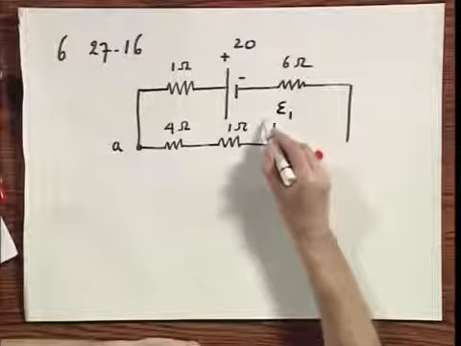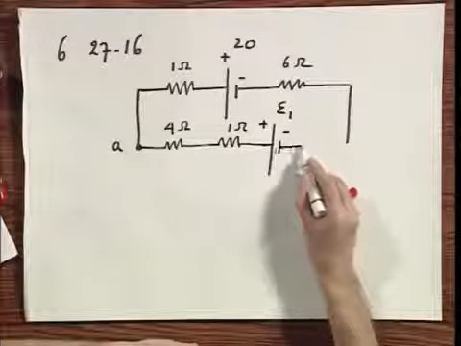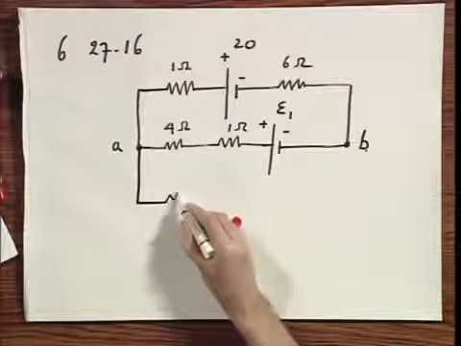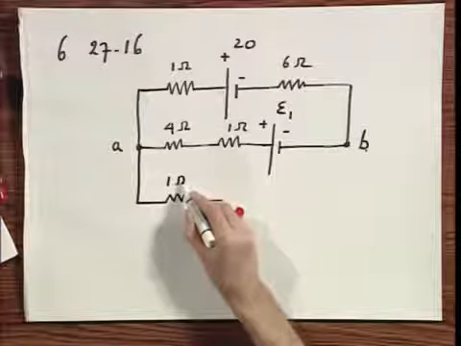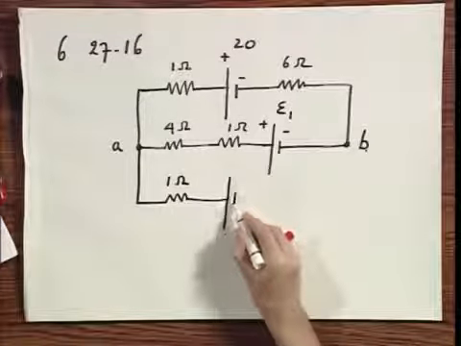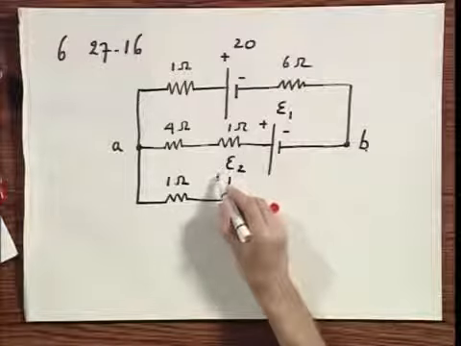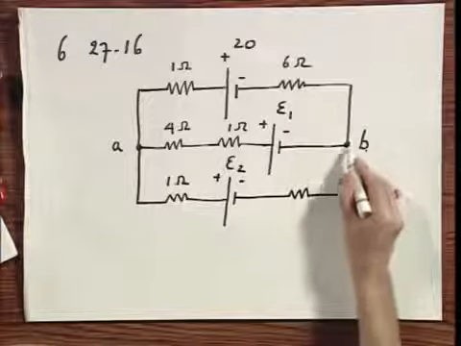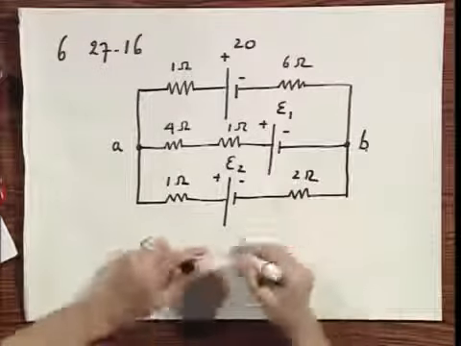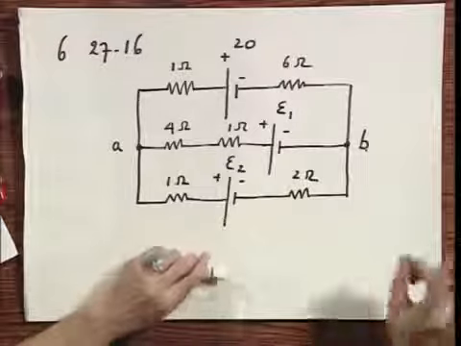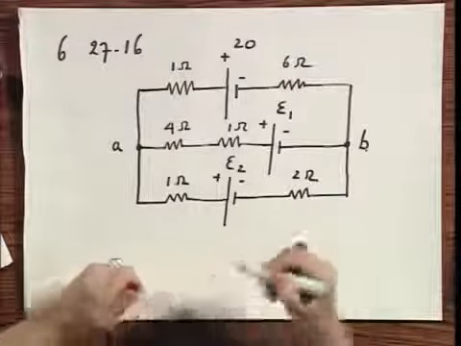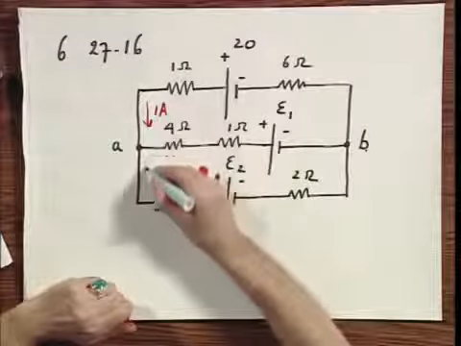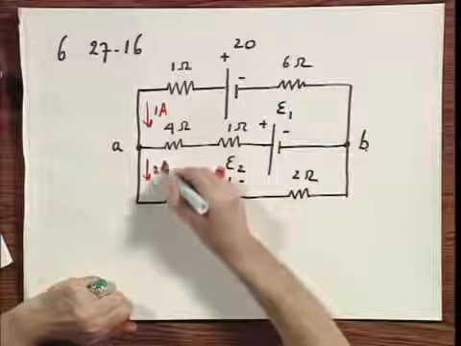We call it E1. This is the plus side and this is the minus side. Goes to point B. But that's not all. Here is a resistor, 1 ohm. And then there is another battery of which we do not know the EMF, E2. Plus side, minus side. And then there is here a resistor, 2 ohms. And that is it. And what you also are being told, and I believe that's all, is that the current through here is 1 ampere and that the current through here is 2 amperes.